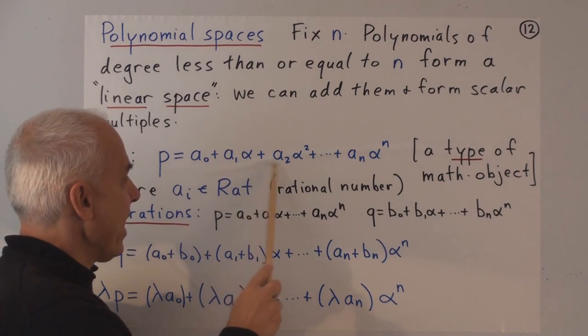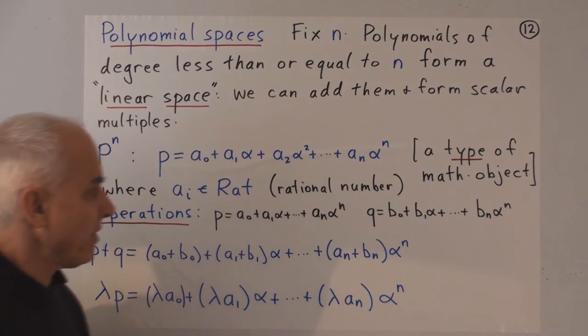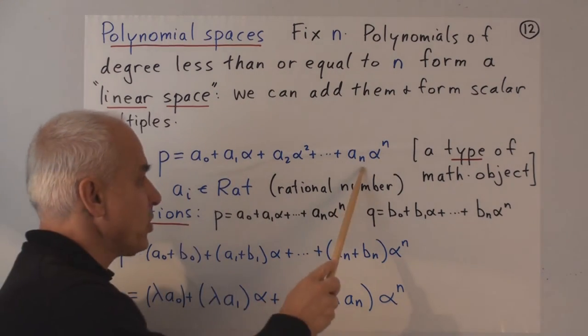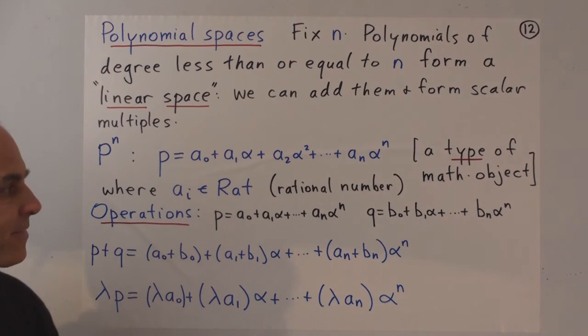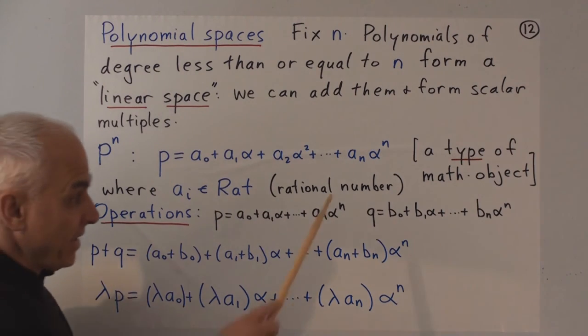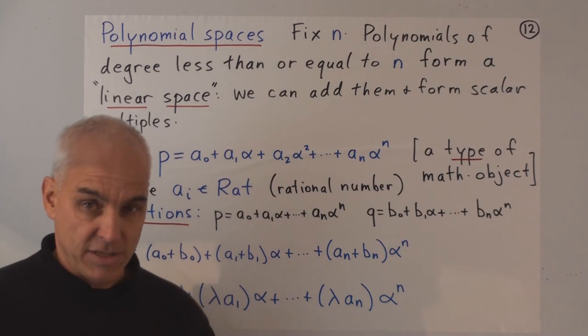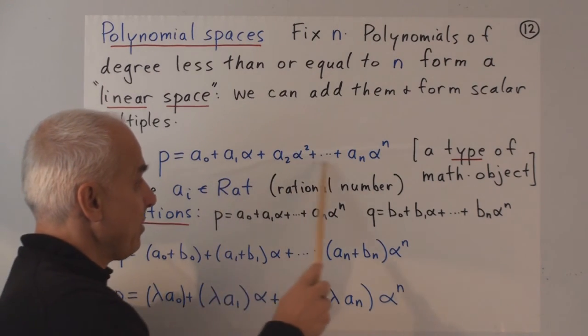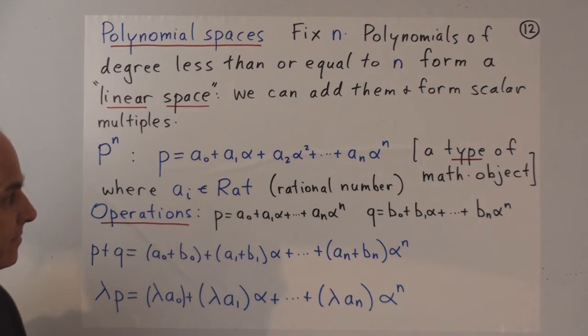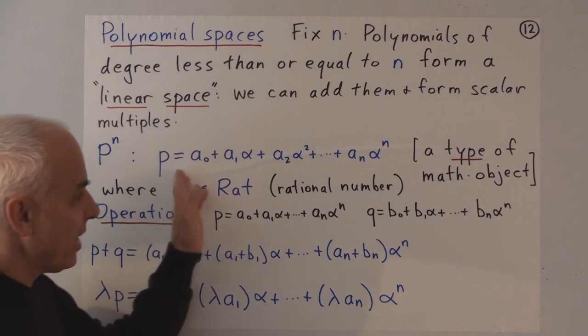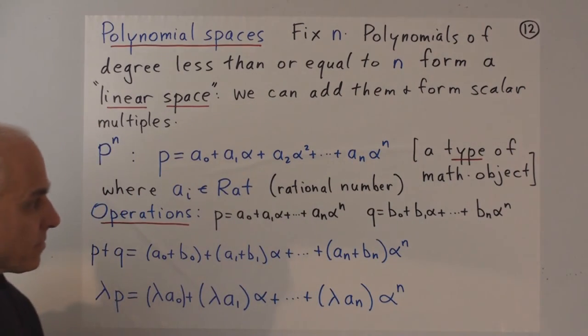Combinations of 1, alpha, alpha squared, up to alpha to the n. Coefficients which are general rational numbers. And we don't insist that this last coefficient be non-zero. The coefficients can be anything that they want to be. So the polynomials of degree less than or equal to n.